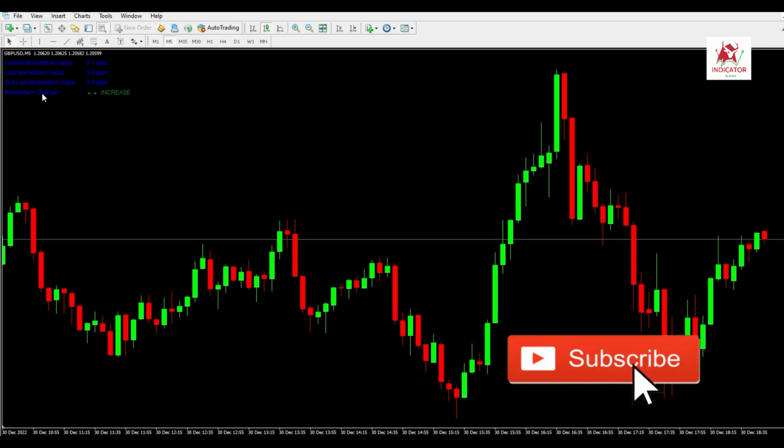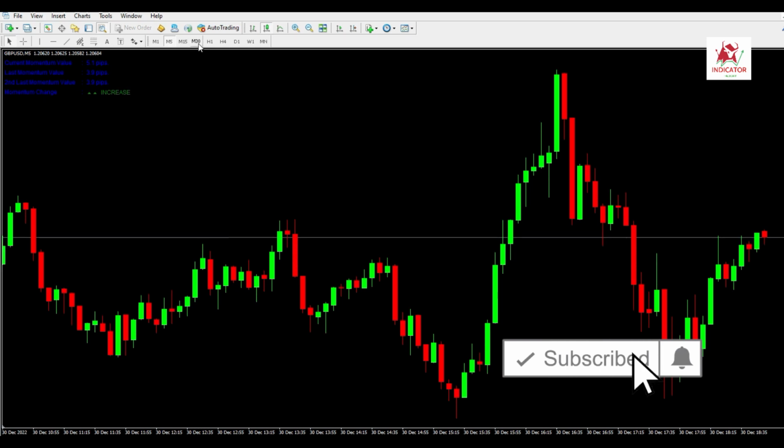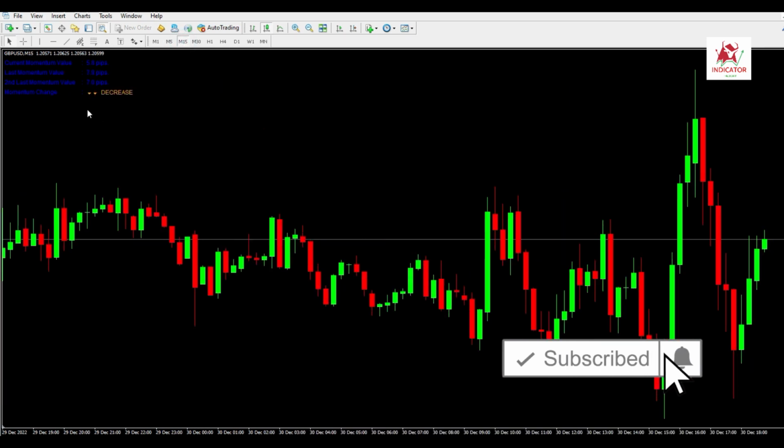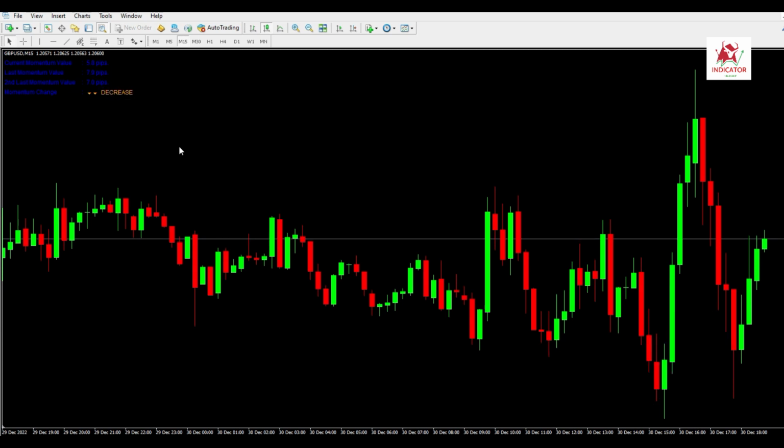The momentum reversal detector indicator displays the change of signals as a black histogram bar. Forex traders can use the appearance of the black histogram bar to buy or sell accordingly.